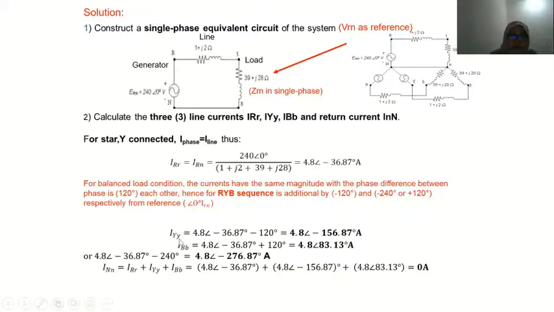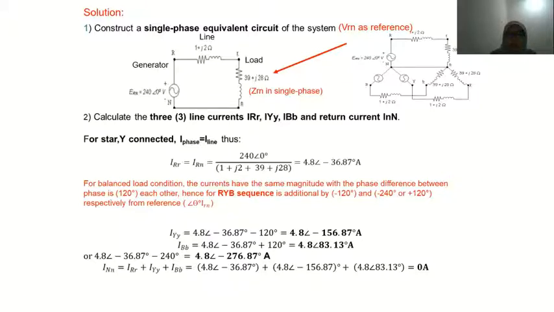So we look here. Your IYY is equal to IYN. IRN is your reference current, so they are the same in magnitude, right? The magnitude is still 4.8. But for the angle, you have to add another minus 120 degrees to the angle at your IRN, because we follow the RYB sequence.